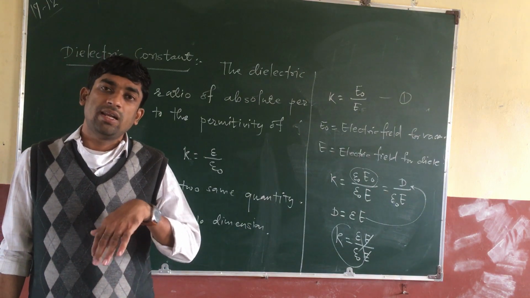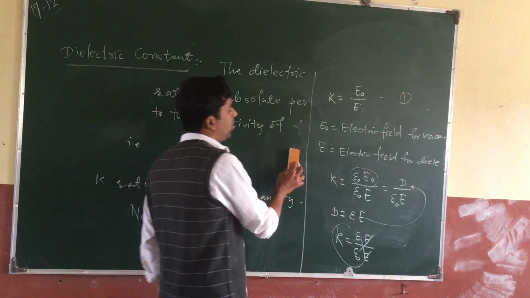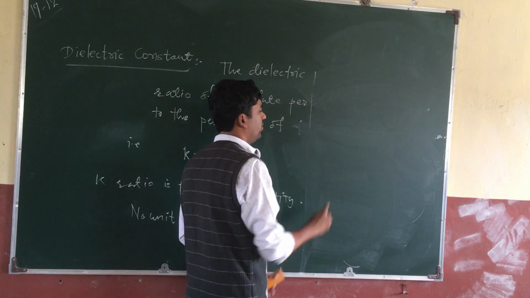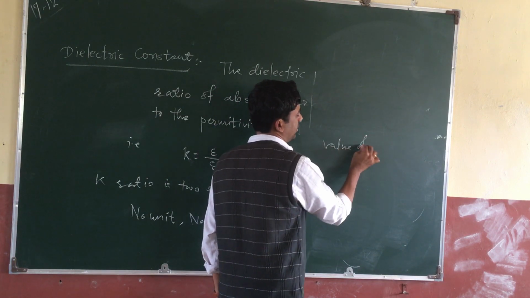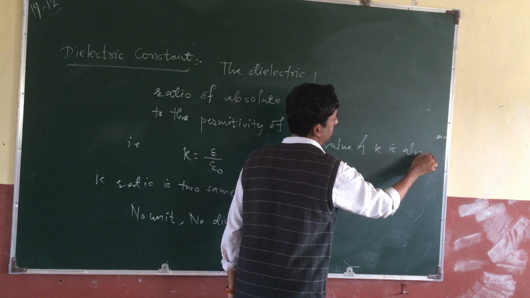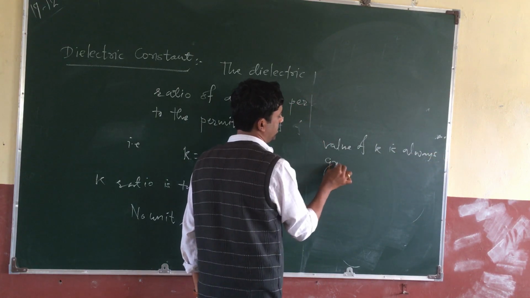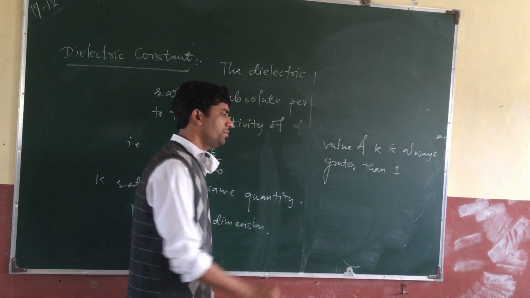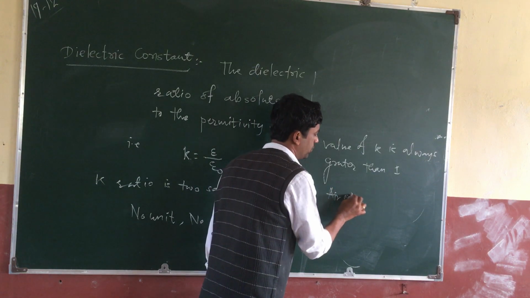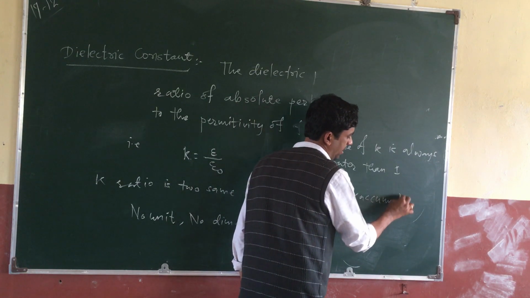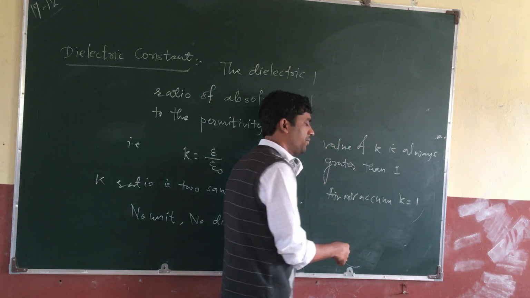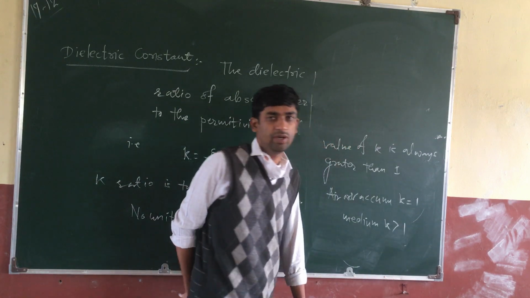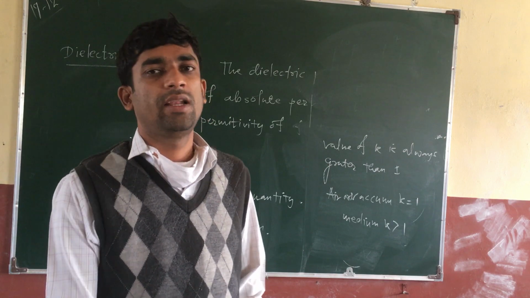The permittivity of the medium is always greater than that of free space. So the value of dielectric constant, that is K, is always greater than or equal to 1. For air or vacuum, the value of K is equal to 1, and for any other medium except air and vacuum, the value of K is greater than 1. So this is about dielectric constant.